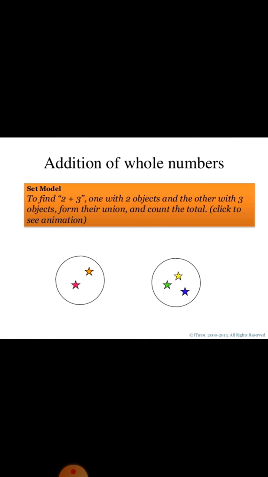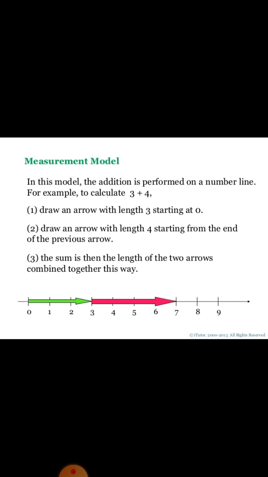Addition of whole numbers: to find 2 plus 3, take one set with two objects and the other with three objects, form their union, and count the total. For example, here we have 2 stars and if we add 3 more stars, tell me student, how many stars are together? 5. Very good. These are 5 stars. Next we discuss how we count and add numbers with the help of a number line. Measurement model.